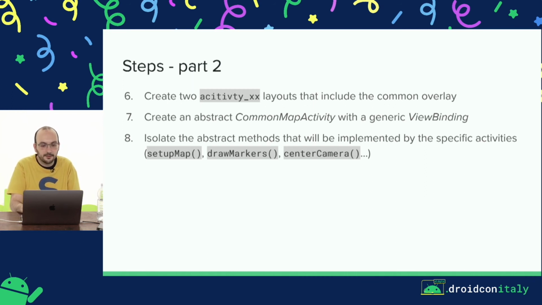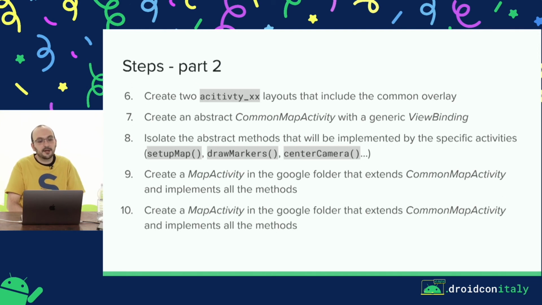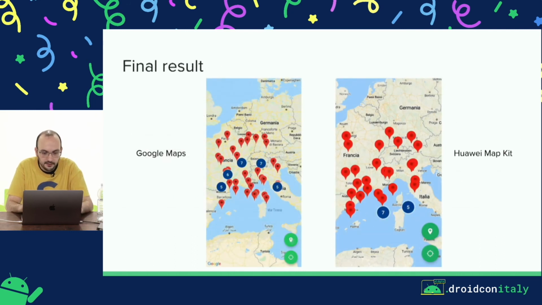So this is really the real job that we need to do here. So think about the features and try to abstract them. And the final 2 steps are to create a specific map activity in both of the 2 different folders that extend the common map activity and that will implement all the abstract methods.